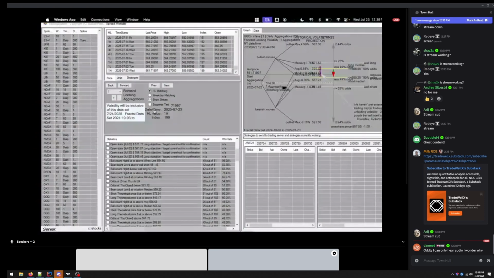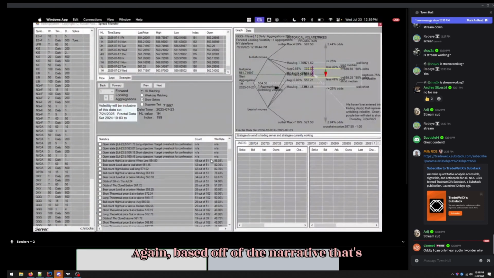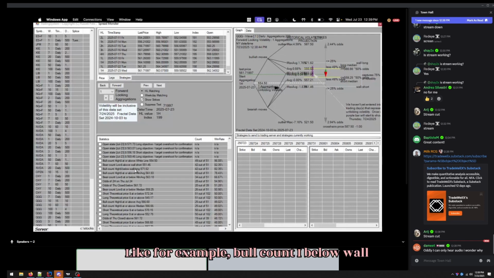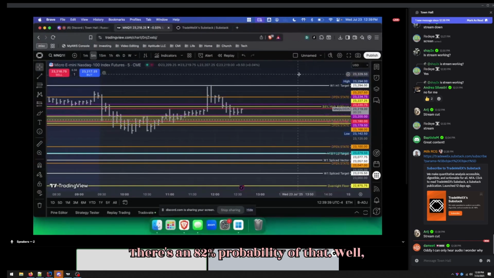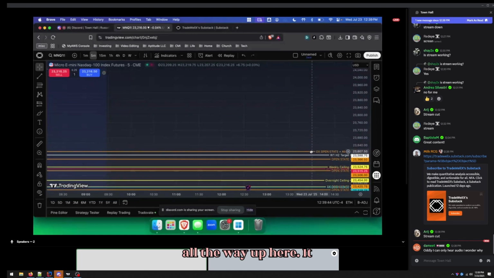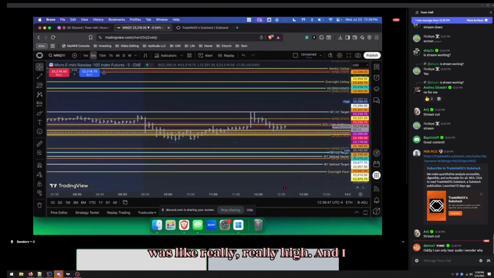Again, based off of the narrative that's already been dictated to me by the market, by the data, I look at these statistics and some of them just don't make sense, or some of them are just kind of like Captain Obvious, which is okay. For example, bull count high below wall long 571.62 has an 82% probability. Well, 571.62 was all the way up here. It was really, really high.